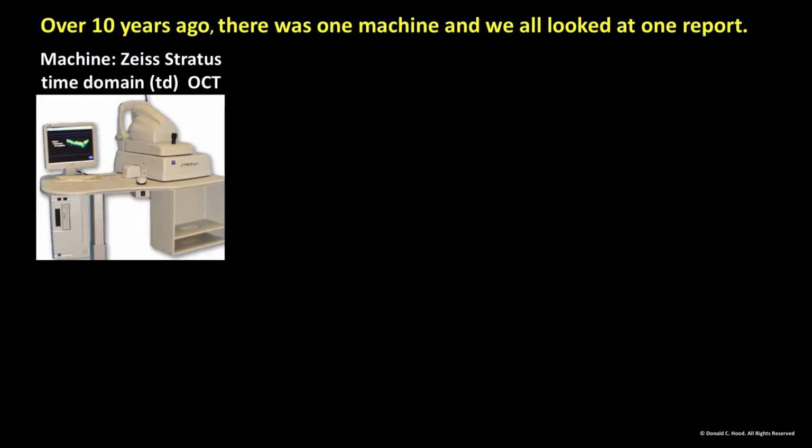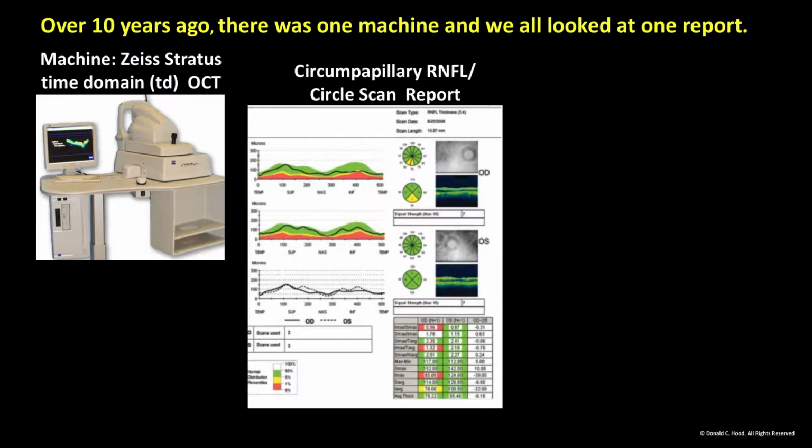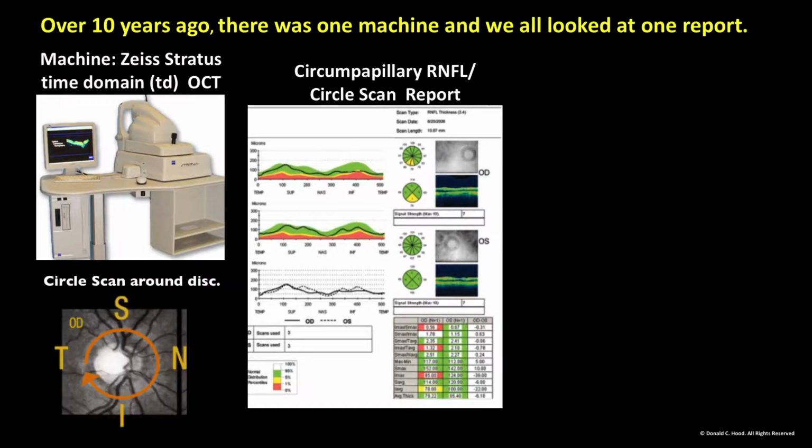All right, so 10, 12 years ago, there was only one machine. It was the Zeiss time domain machine, and we all looked at one report, a single report. This is the report we looked at. That report was based upon a circle scan that was an average of a number of scans.